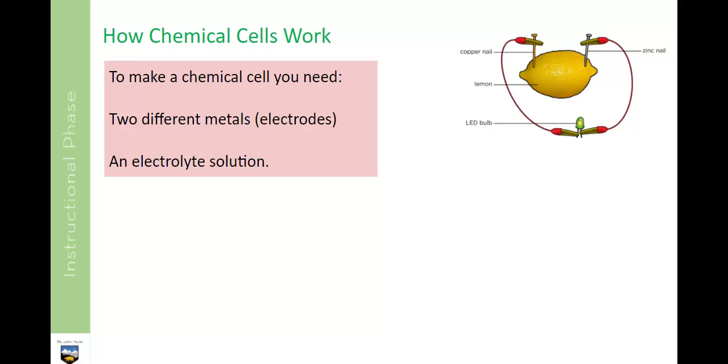So if we look at this diagram here, some of you might have made this actually at some point in science. So the juice inside of the lemon can actually act as an electrolyte because it's got ions inside of it that can move. Now, in the picture, you can see we've got two different metal electrodes. We've got a copper nail and we've got a zinc nail. And you can see if we connect those in, by wires into a circuit, the LED light bulb lights up.